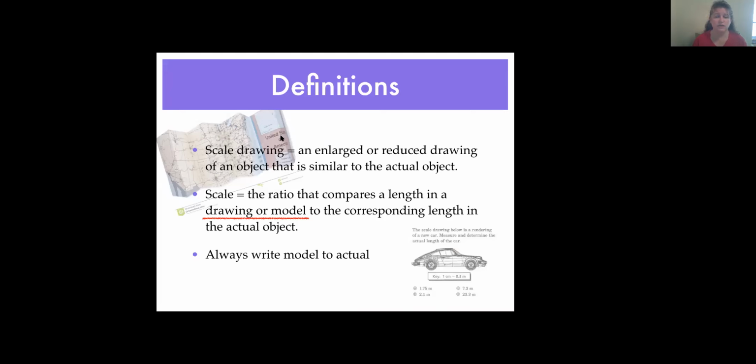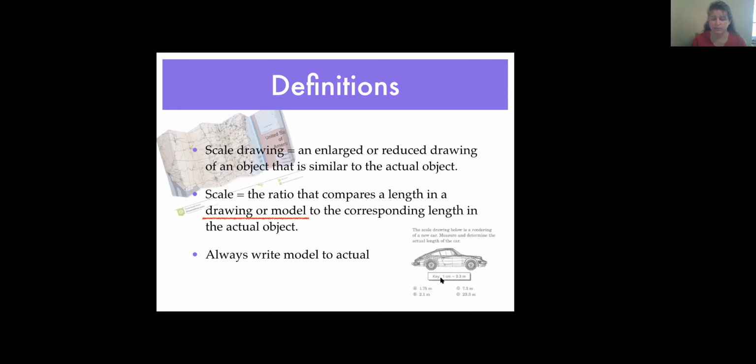A scale drawing is an enlarged or reduced drawing of an object that is similar to the actual size. For example, this car here obviously is not the size of a real car, but it's a scale. The scale is the ratio that compares a length in a drawing or model to the corresponding length in the actual object. I drew a line here because the top number is your drawing or model number, and the bottom number will be your actual measurement or length.